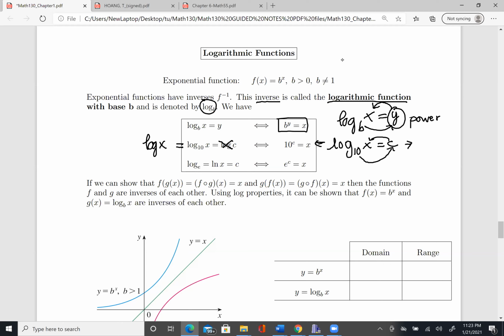And similarly, for log base e of x, which is the natural log. This one is called the natural log, and we can write it in a short way as ln x. If I make it equal to c, then it means I am going to use base e raised to c equal to x. So that is what I have here as e to the power c equals x.